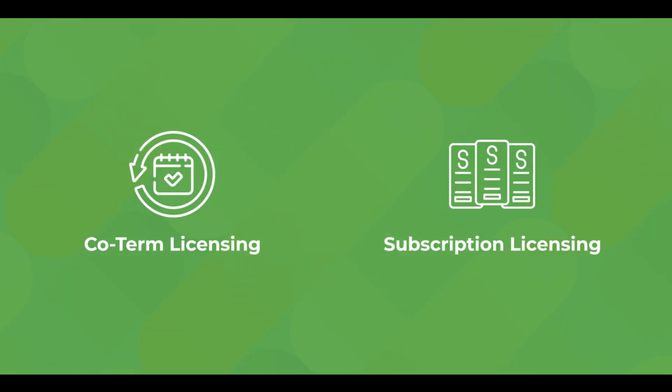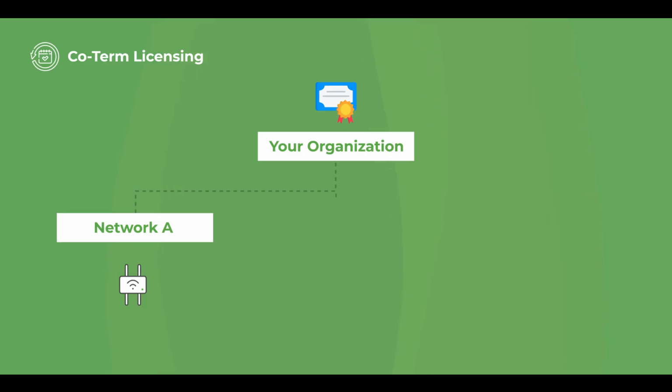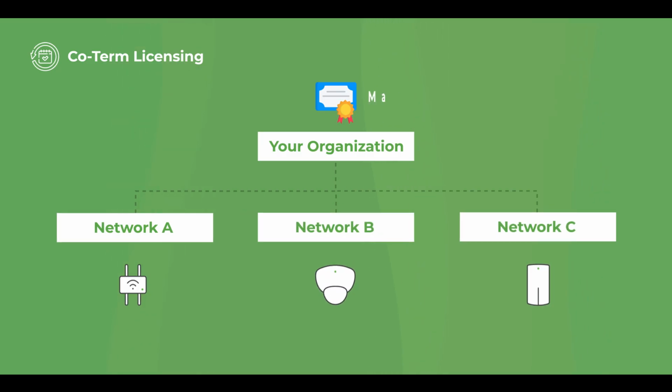At a high level, the biggest difference between co-term licensing and subscription licensing comes down to ownership, flexibility, and renewal structure. First, let's take a look at co-term licensing. Co-term licensing is the traditional licensing model used with Cisco Meraki. With co-term licensing, the customer maintains full control over their licensing. Organizations can purchase new licenses, renew existing ones, or expand their network through any authorized Meraki reseller at any time.